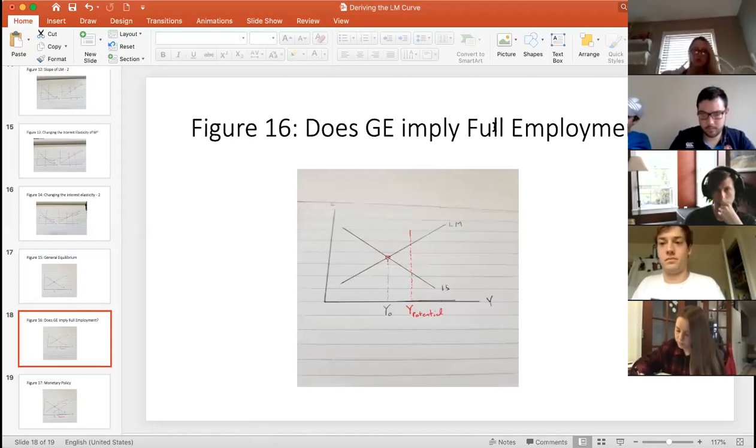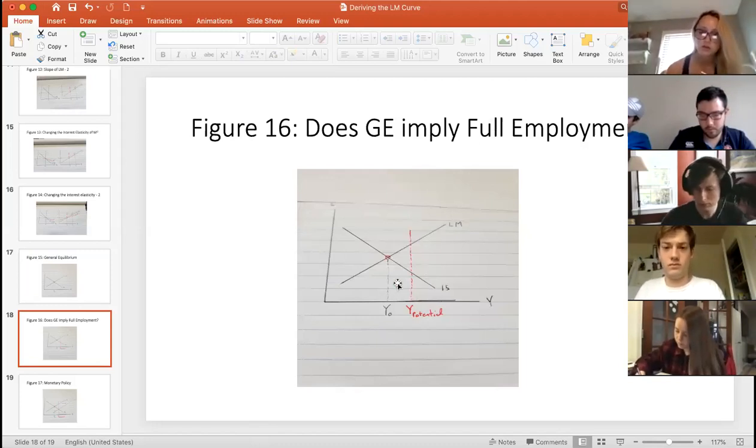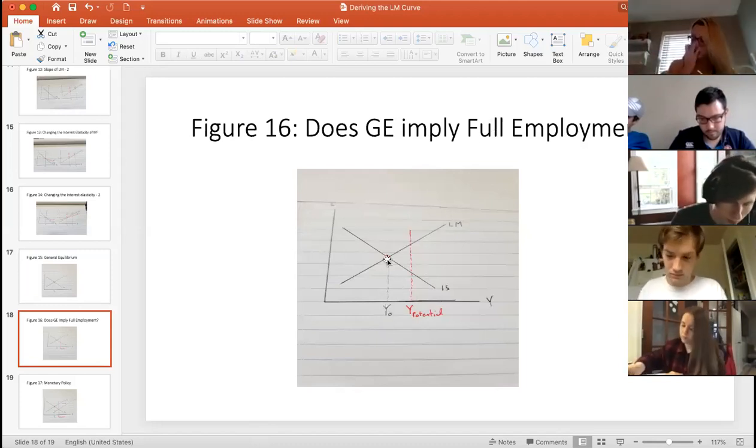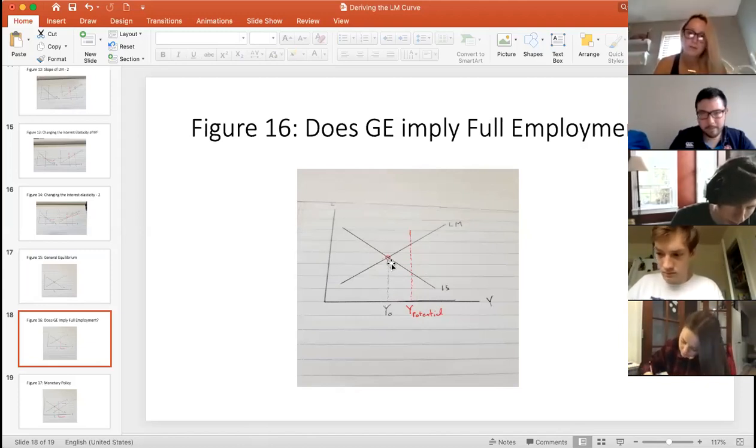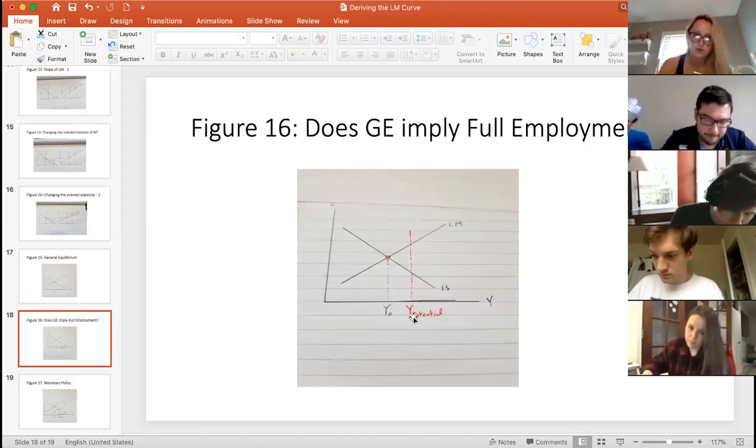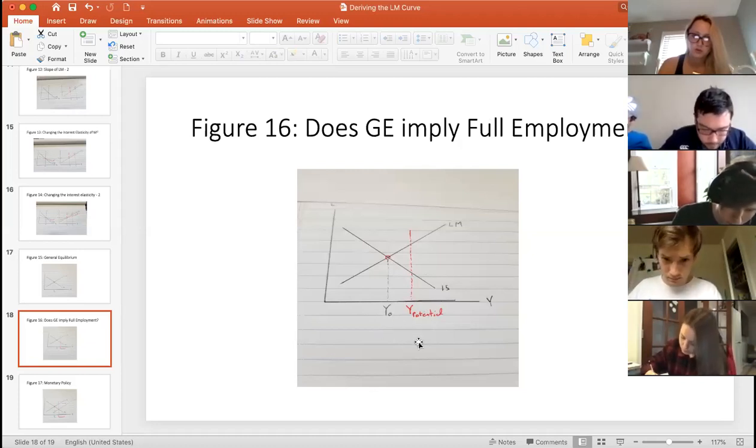So in figure 16, what you can see is here's a situation where the equilibrium level of GDP is actually below our potential GDP, which means that there's some unemployment gap here. It means we have a problem.